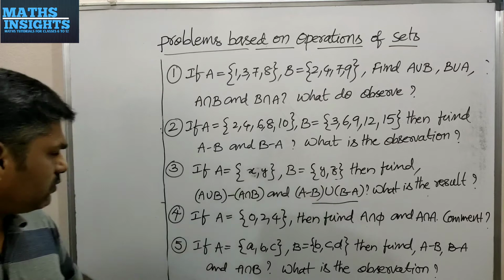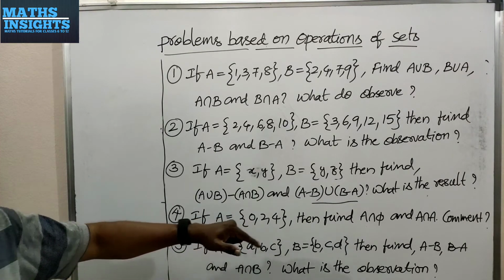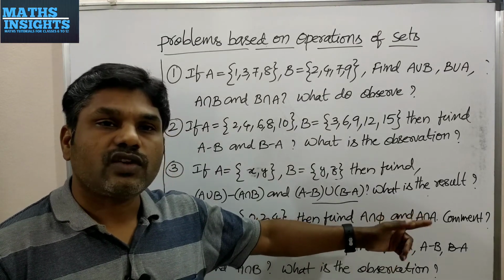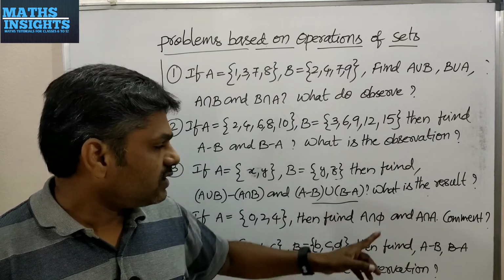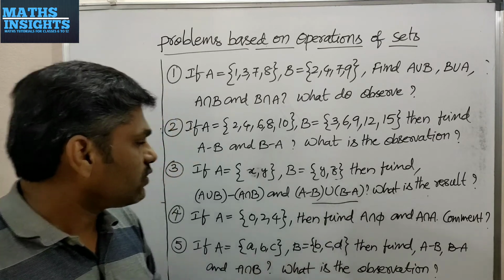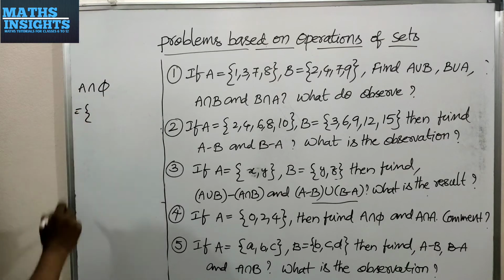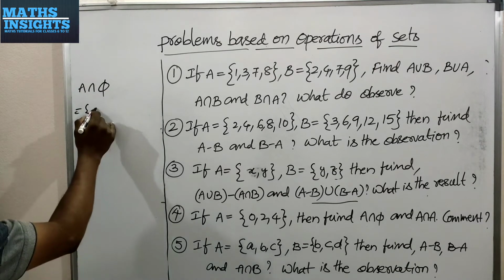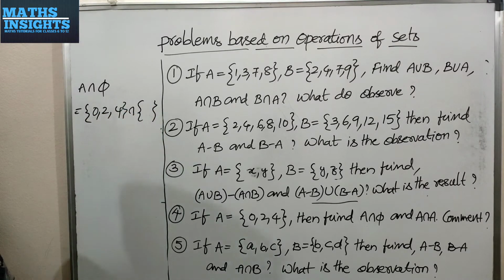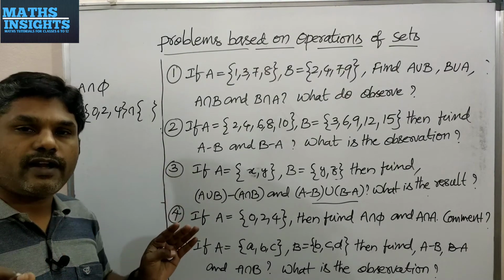Coming to the fourth problem. It says that if A is equal to some set is given, and they are asking A intersection phi and A intersection A, you have to comment on the result. See, phi is the null set, that means it does not contain any elements in it. So first I will find A intersection phi. That means you have to write the elements of A first, 0, 2, 4. Intersection phi means you have to write the null set, means you have to represent only with a set, you should not write any element in them.